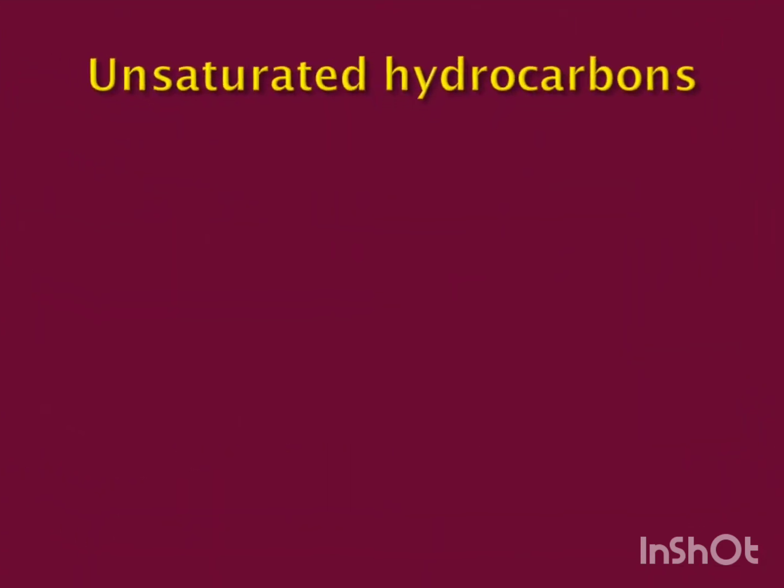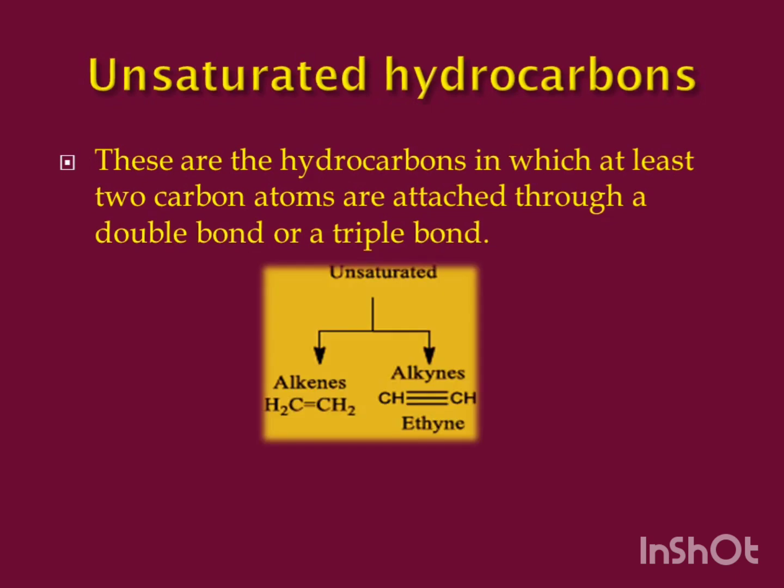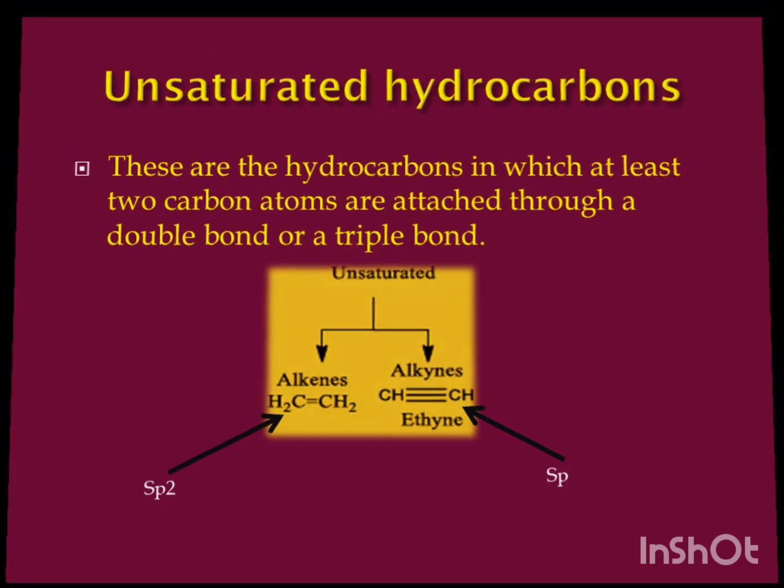The second classification of open chain or acyclic hydrocarbons is unsaturated hydrocarbons. These are the hydrocarbons in which at least 2 carbon atoms are attached through a double bond or a triple bond. If a double bond is present between the 2 carbon atoms, they are called alkenes, and each carbon atom making a double bond is sp2 hybridized, whereas in alkynes, each carbon atom making a triple bond is sp hybridized.